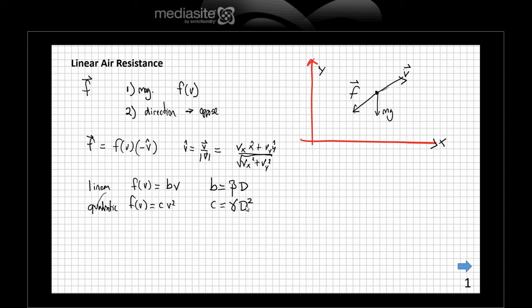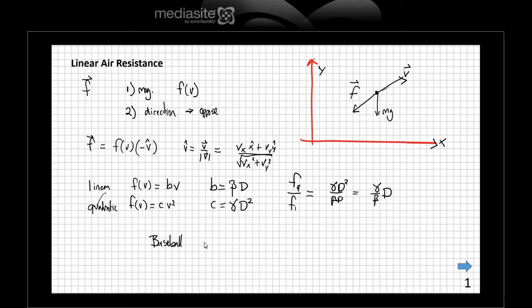To answer that question, you can look at the ratio of the quadratic term to the linear term. If we write this down, it's gamma d squared divided by beta d, which is equal to gamma d divided by beta. You can see here that for objects with a larger diameter, the quadratic term is going to dominate. For example, if I have a baseball, your book does these calculations.